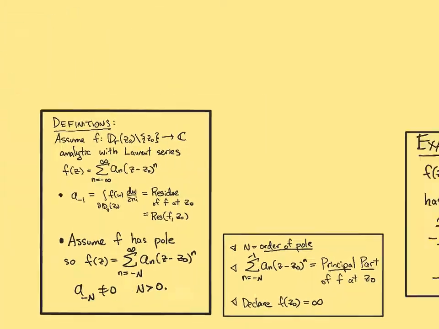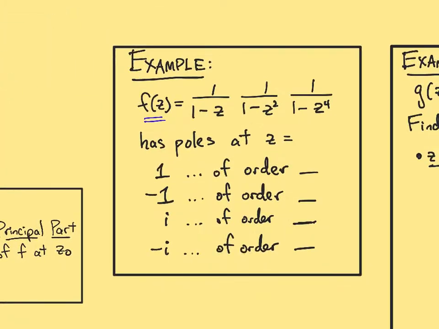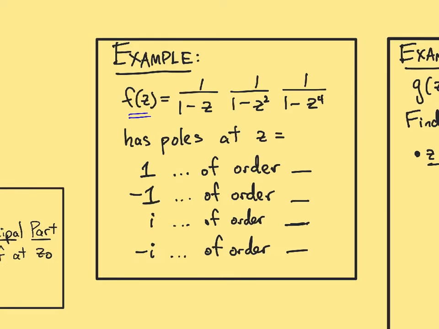Okay, so here's f of z given by this expression, and f has poles exactly at the places where the denominator is 0 and where the numerator doesn't cancel it out in any way. So the denominator is 0 when z is 1, and the order of the pole will just be the multiplicity of the 0 of the denominator.